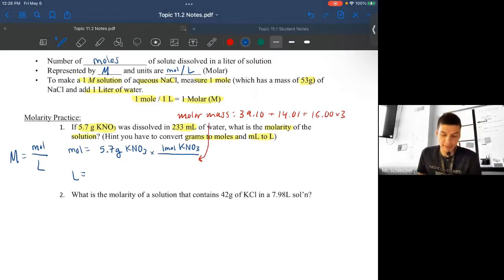Let me calculate that for you all really quick. 39.1 plus 14.01 plus 16 times 3. You would get a molar mass of about 101.11 grams of KNO3. Okay, so how do we actually calculate moles? Well, we just do 5.7 divided by that 101.11. And we have 0.056 moles or so of KNO3.